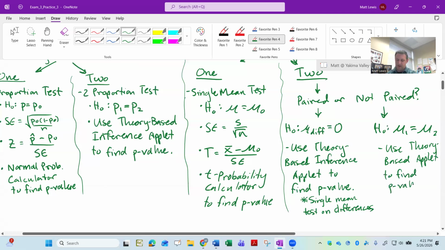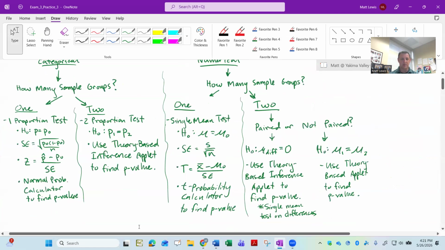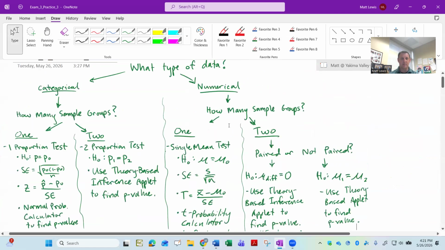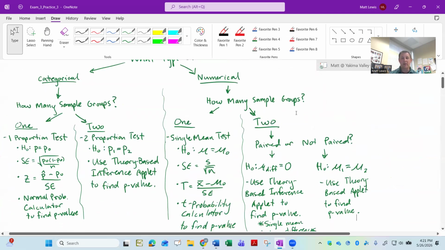So I think you'll find this process of working through this in a flowchart type manner, let me zoom out just a little bit, I think you'll find it helpful, right? So the questions are, first, what type of data is it? That helps you narrow down which side you're on. How many sample groups? You're going to ask that regardless of whether it was categorical or numerical data. And then only in the case of if there are 2 sample groups on the numerical side, do you have one more question to ask, and that is, is the data paired or is it not paired?